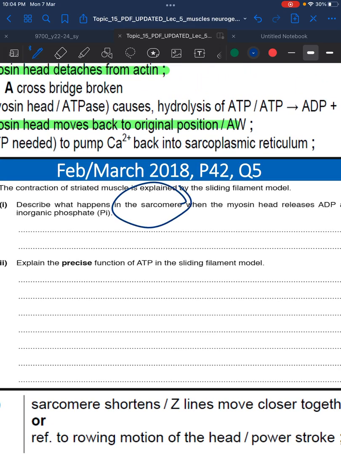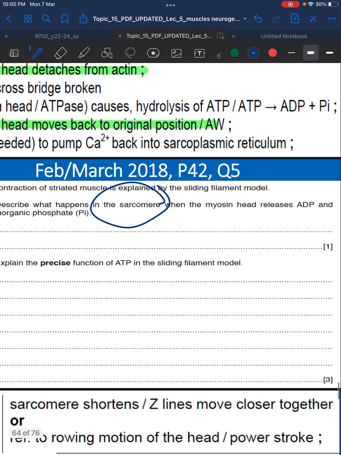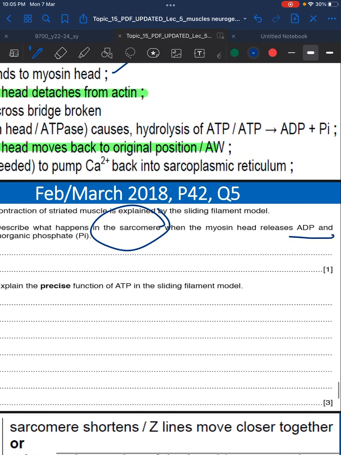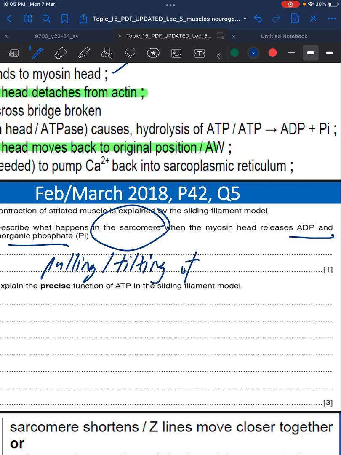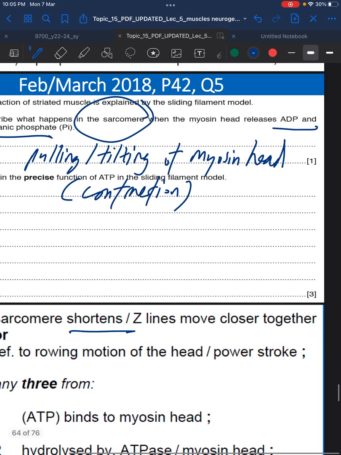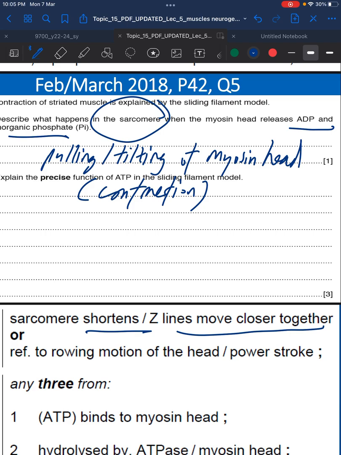So sarcomere, when the myosin head releases ADP, this is the pulling effect, the pulling and the tilting of the myosin head. In other words, this is actually the contraction. So what it means is, what happens to the sarcomere when it contracts? Okay, so of course the answer is it shortens, and the Z lines move close together.